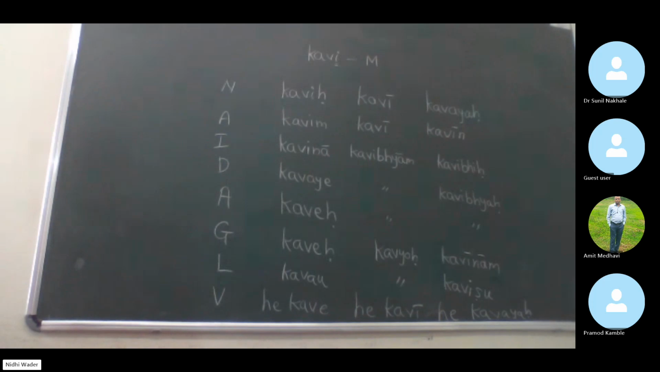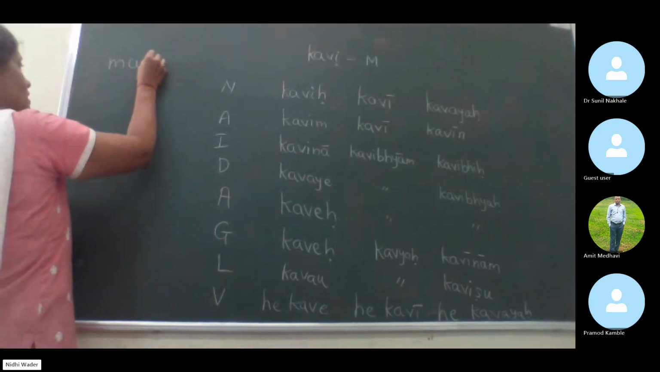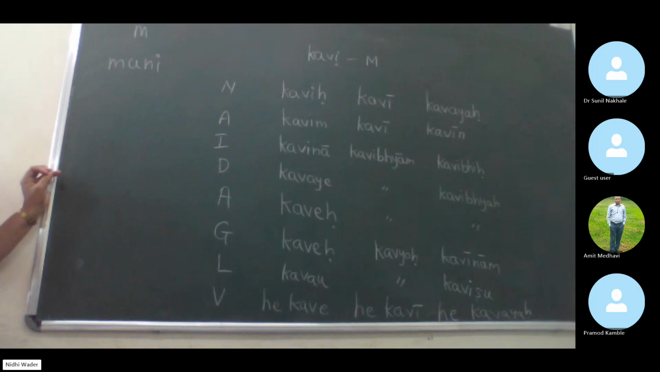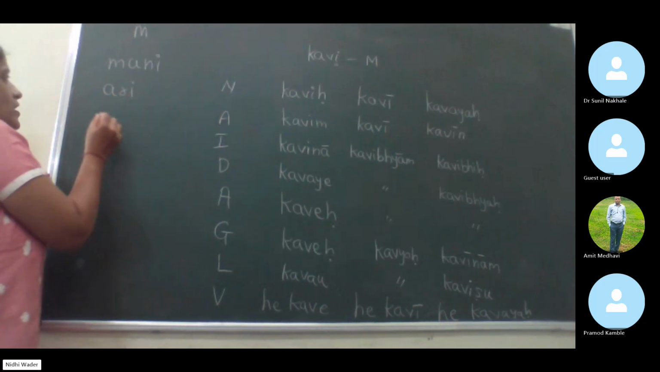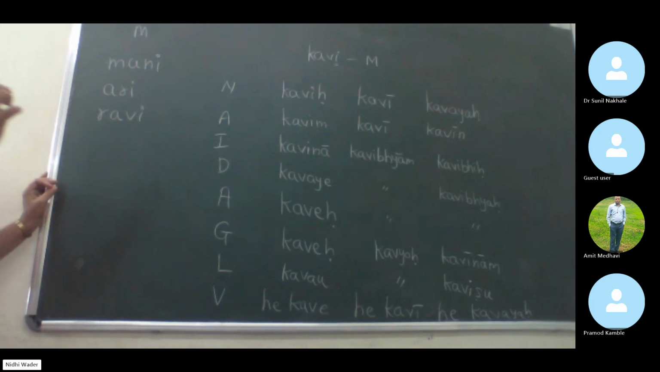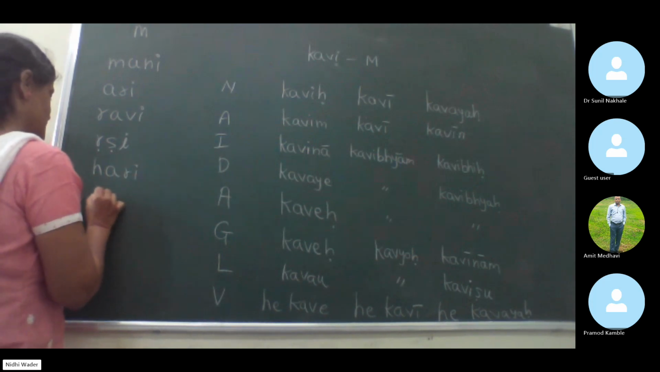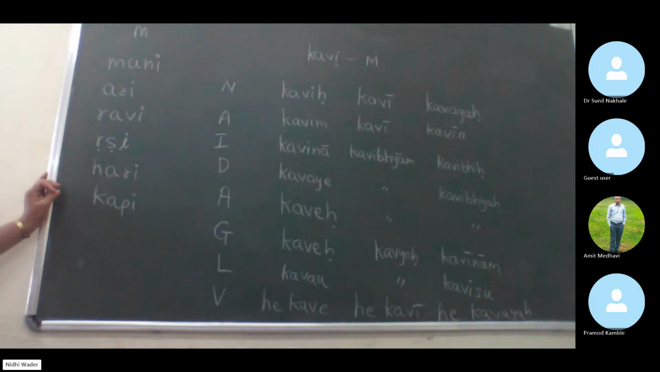Now I'll give you vocabulary. Everyone has to choose one word and write it. I'm giving you words which are all ending in i and they are all masculine words. Muni, do you know the meaning of Muni? Ari, Ravi: sun, yes. What about Muni and Ari? I'm writing many words. You have to know the meanings of the vocabulary, as I told you.